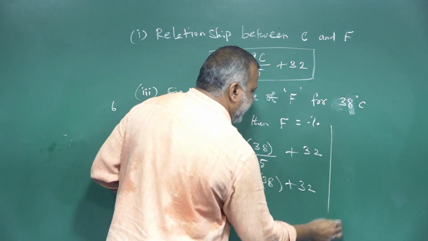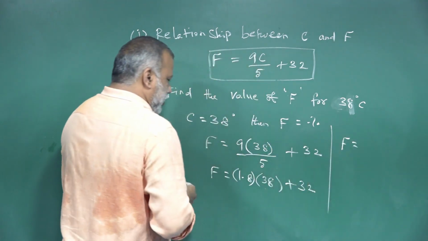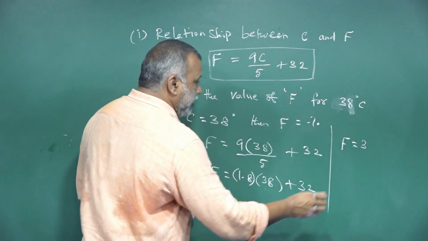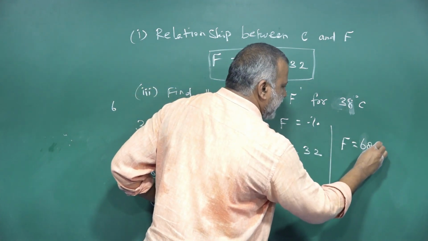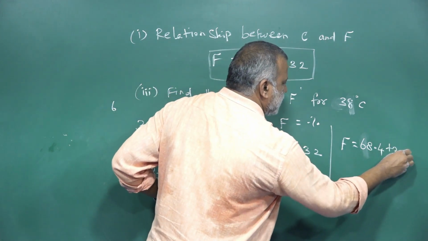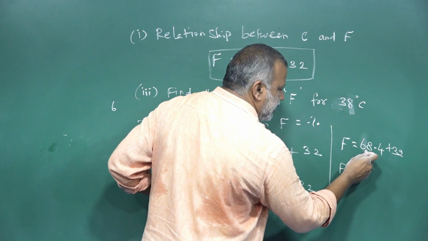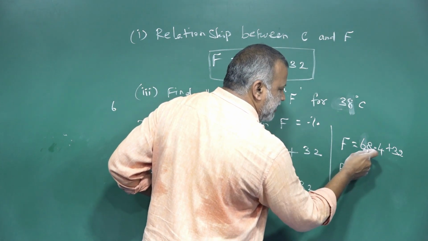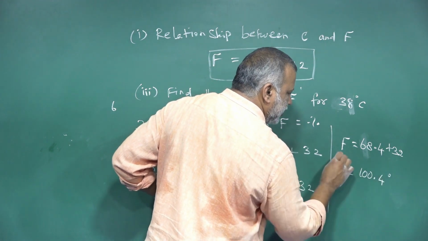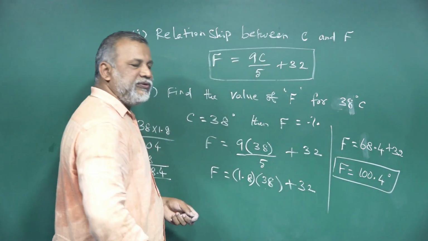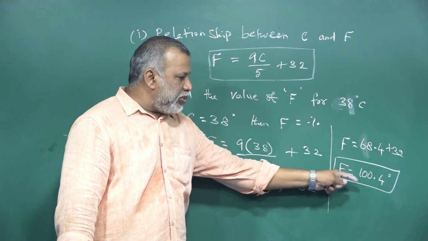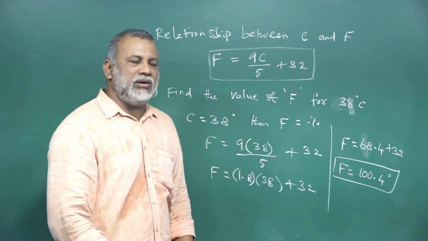So now F equal to 1.8 multiplication with 38, we can get 68.4. Already we are having one more 32. So again F equal to 32 adding with the 68.4, we can get 100.4 degree. This is the result of Fahrenheit. Now we are getting the Fahrenheit F equal to 100.4 degree. So very simple logics.